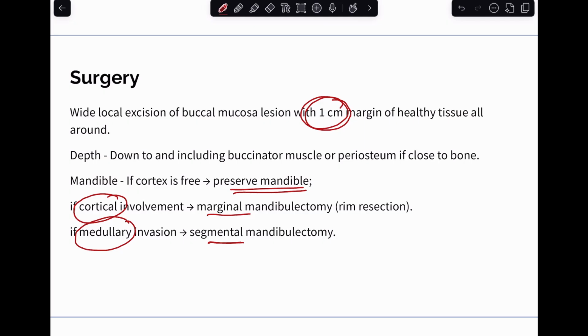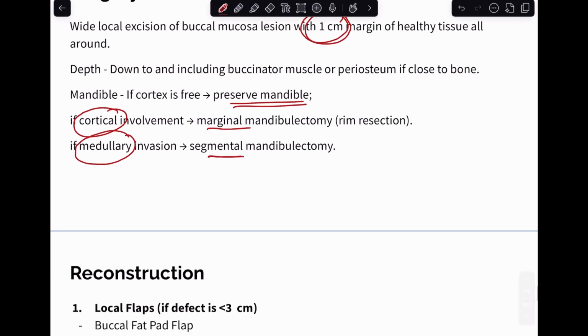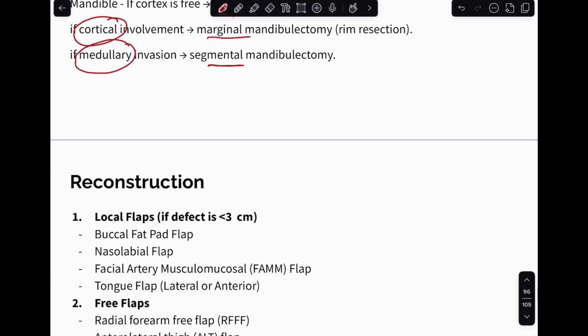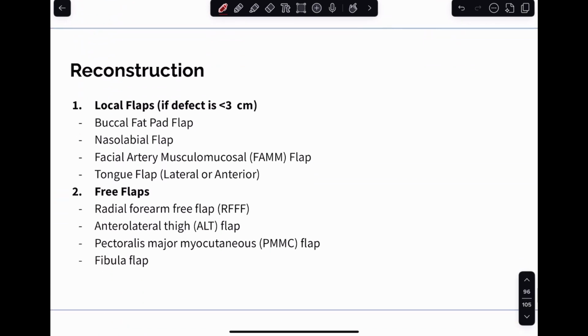Now, after you have performed this surgery, this will leave behind a defect. So now we need to reconstruct this defect. Usually, if it is a very tiny defect, primary closure is enough. But in our case, we have already seen that this is a 2 into 3 centimeter tumor, and with 1 centimeter margin all around it, it leaves a probably 4 to 5 centimeter defect.